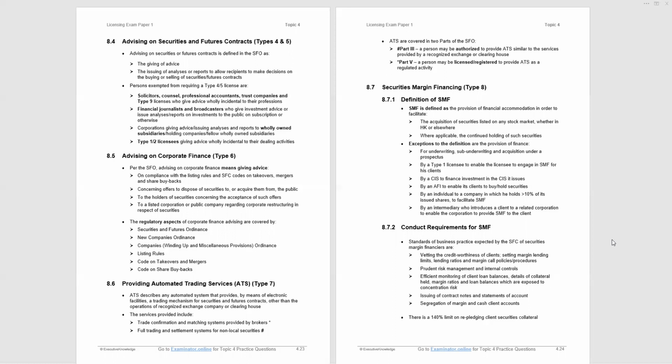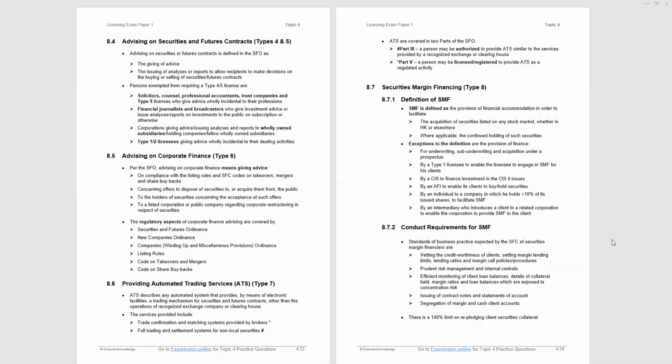We come to Type 6, advising on corporate finance. What does that mean? It means giving advice on compliance with the listing rules and the codes and takeovers and mergers and everything that goes with that. And we've listed the legislation and the codes that corporate finance advisers have to heed. But topic 8 will explore the world of corporate finance advising in a lot more detail.